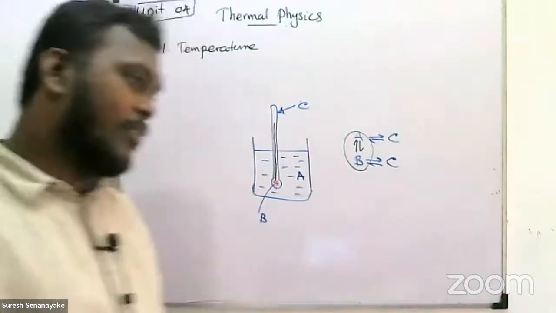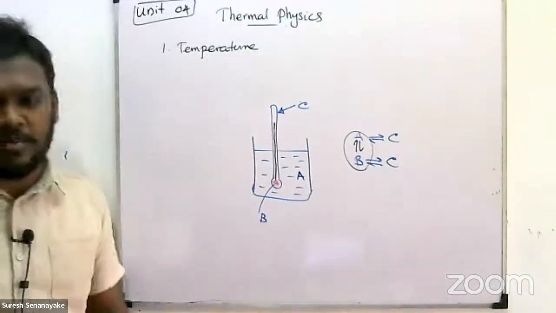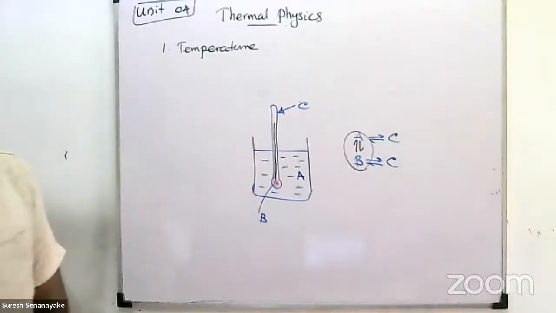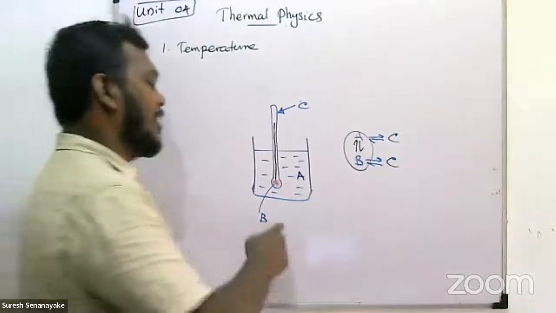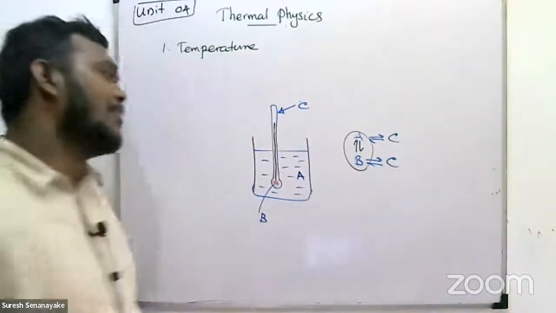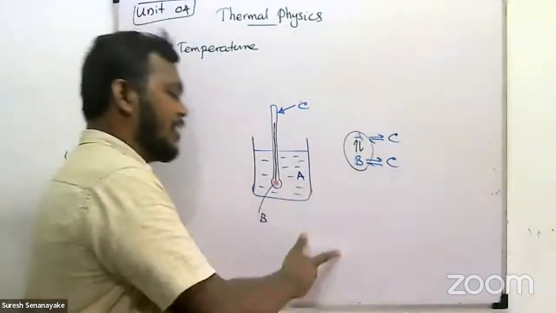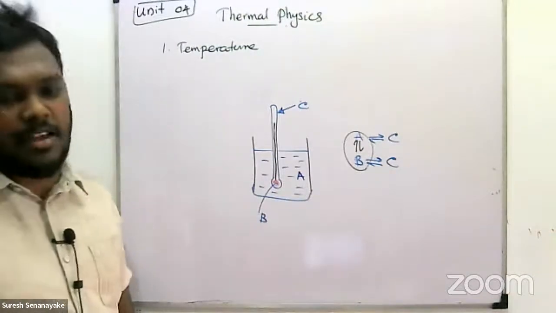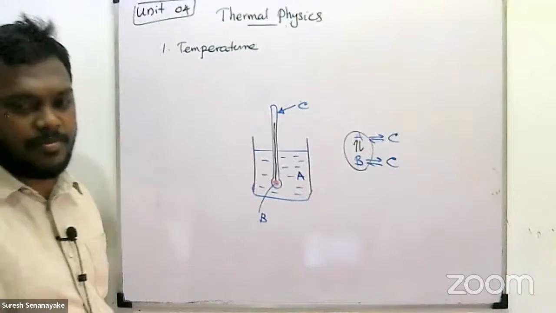We can say that using the thermal zeroth law. Otherwise, we can't say the temperature. Right? It's the zeroth law that tells us that. When B and C are in thermal equilibrium, they are not in contact, right? But we can say that those are in thermal equilibrium. That means their temperatures are also equal.